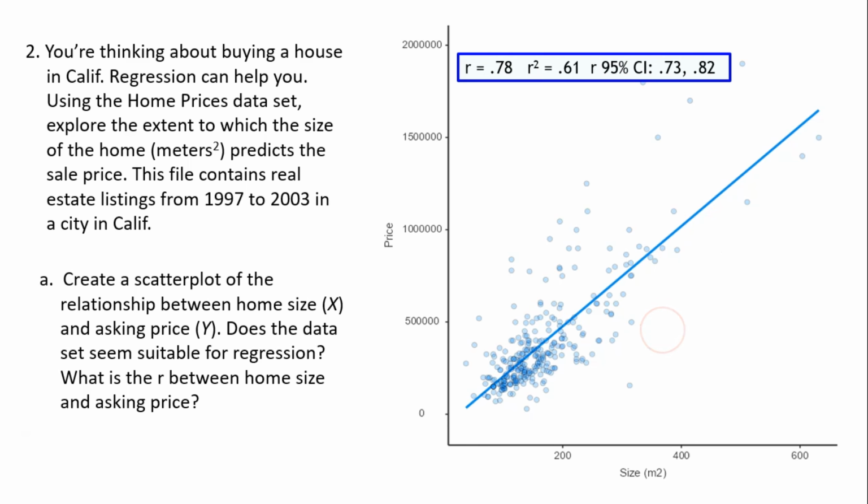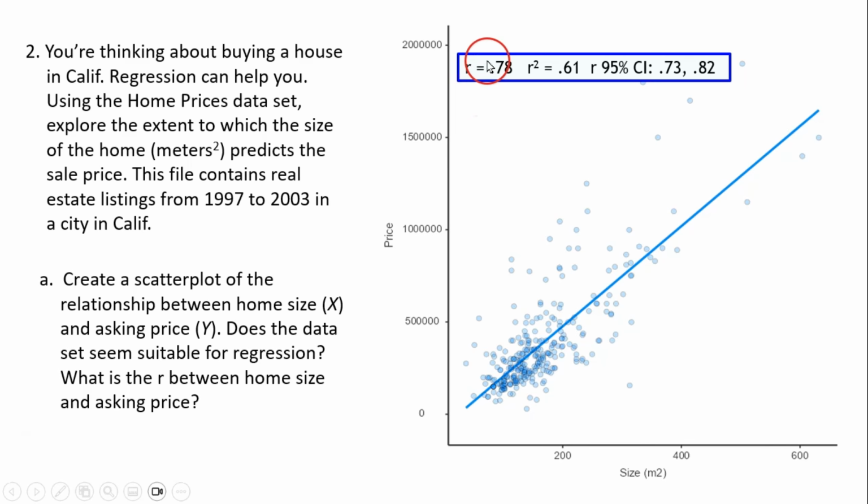So they're asking what is the R between home size and asking price. So I have that up here. We have an R, or Pearson correlation, of 0.78. And as a reminder or review, the possible values for a correlation range from -1 through 0 to +1, with 0 indicating no relationship whatsoever between the two. So here we have a fairly strong positive relationship between size of the home and the price of the home, which again, you would probably expect.